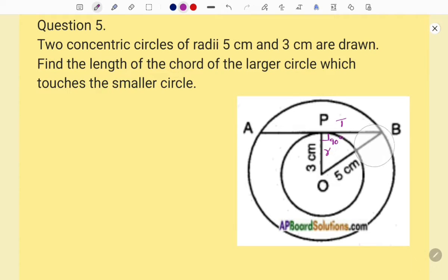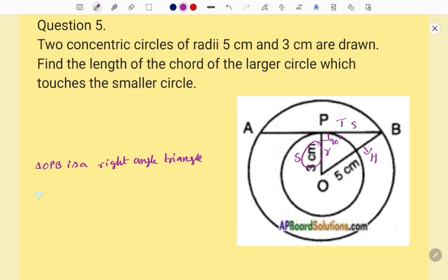Therefore, triangle OPB is which triangle? A right angled triangle. See, triangle OPB is a right angle triangle. So here we know that this is the hypotenuse, this is one side, and this is the other side.